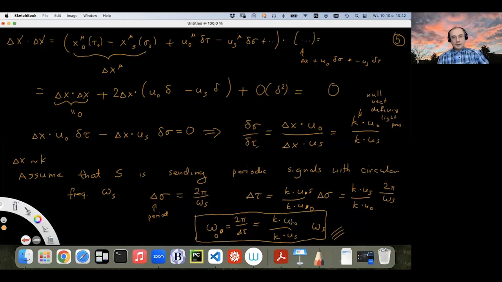You can see that these frequencies are proportional with the proportionality given by the products of the four velocities with the null vector k, whichever null vector you use to represent the particular motion. Any questions to this derivation? I don't see any. So let's move forward.